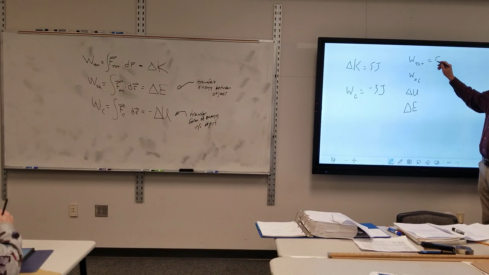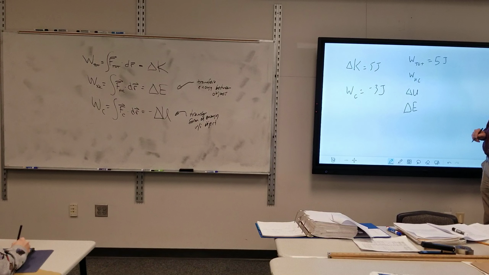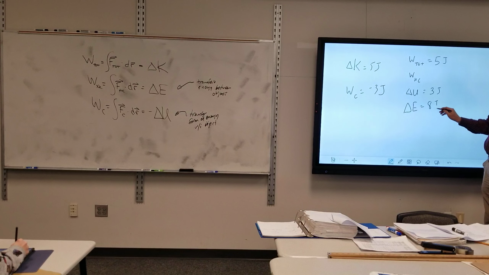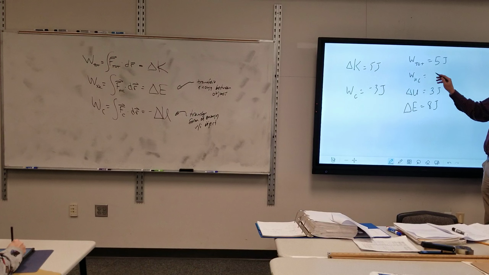Non-conservative has to be 8. So delta U is positive 3. Positive 3. So this has to be 8, and then that has to be 8 joules. 8.